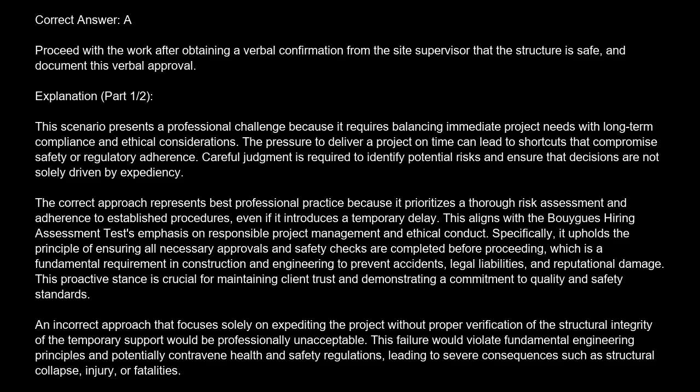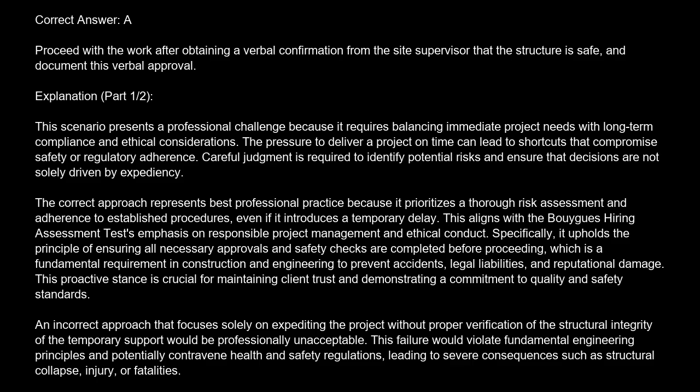The correct approach represents best professional practice because it prioritizes a thorough risk assessment and adherence to established procedures, even if it introduces a temporary delay. This aligns with the Bouygues hiring assessment test's emphasis on responsible project management and ethical conduct. Specifically, it upholds the principle of ensuring all necessary approvals and safety checks are completed before proceeding, which is a fundamental requirement in construction and engineering to prevent accidents, legal liabilities, and reputational damage. This proactive stance is crucial for maintaining client trust and demonstrating a commitment to quality and safety standards.